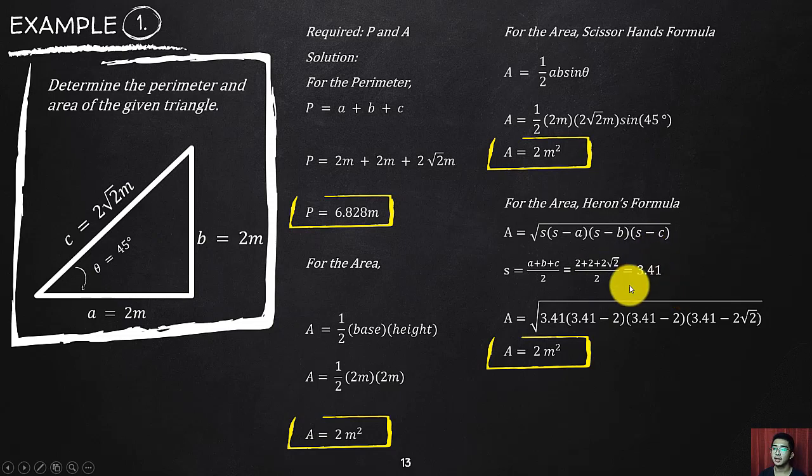Now, if you can, store this value in your calculator or use an answer with more decimal places, that's more accurate. So, using the formula, that is the square root of 3.41 times (3.41 minus 2) times (3.41 minus 2) times (3.41 minus 2 square root of 2). The approximate answer you're going to get is approximately 2 square meters. So these formulas are not only limited to right triangles. You can use them in any type of triangle as long as you know, for base times height, the base and its perpendicular height. For the sine formula, as long as you know an angle and two sides adjacent to it. And for Heron's formula, as long as you know all of the sides of the triangle, then you can solve for your area. Okay, that is for your triangles.